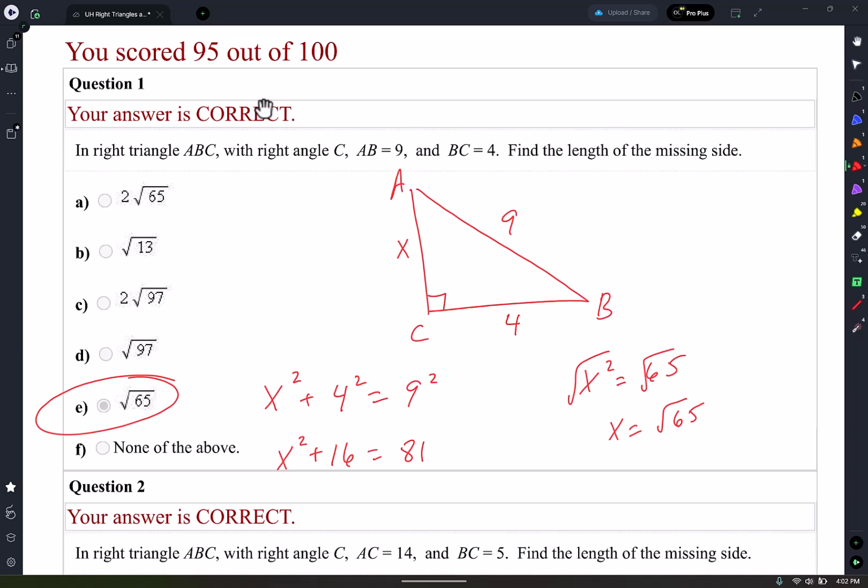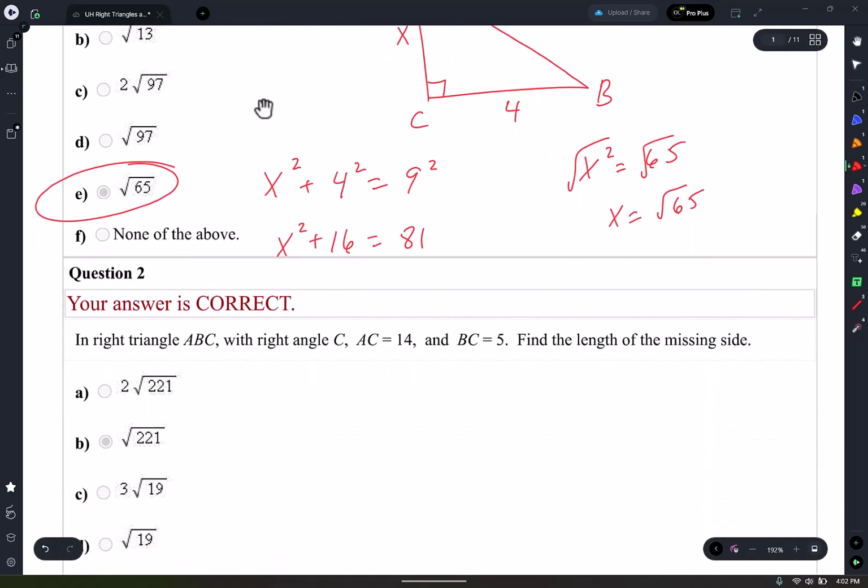This is one of y'all's, this is the highest grade so far, 95. All right, here we go to the next one.